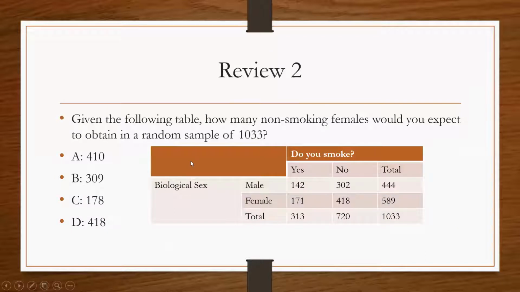Next up, given the following table, how many non-smoking females would you expect to obtain in a random sample of 1,033 people? So all the data is right in here. And again, I'll just give you guys a few minutes to answer this, and then we'll go over it.